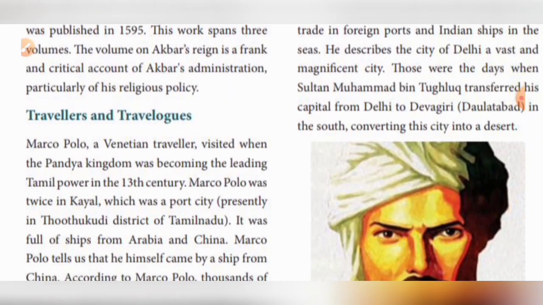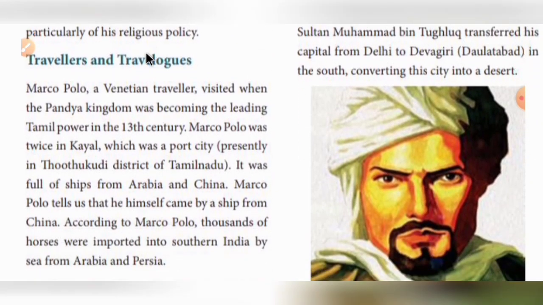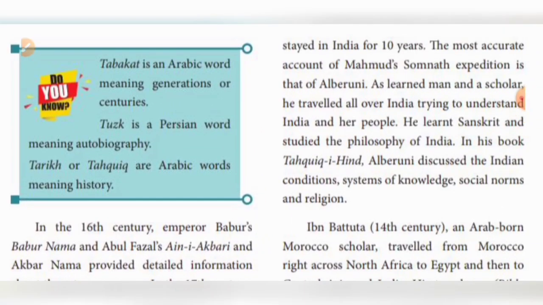And then travelers and travelogues. A travelogue means a book written by a traveler. Examples are Marco Polo, a traveler, who landed twice at Kayal. Kayal is located in Thoothukudi district of Tamil Nadu. Then I have told about Al-Biruni. Al-Biruni accompanied Mahmud of Ghazni. He wrote a book called Tahqiq-i-Hind.